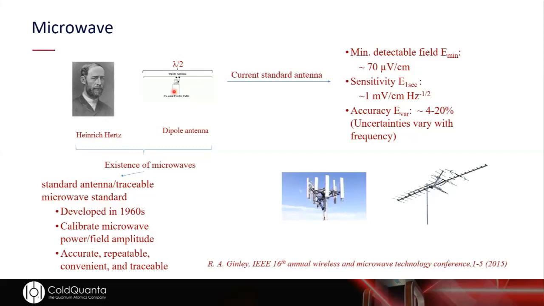The importance of calibration means that the standard antenna must be accurate, repeatable, convenient, and traceable. Since the standard antenna was first developed in the 1960s, the minimum detectable field, sensitivity, and accuracy have greatly improved because of the development in technology in electrical engineering.